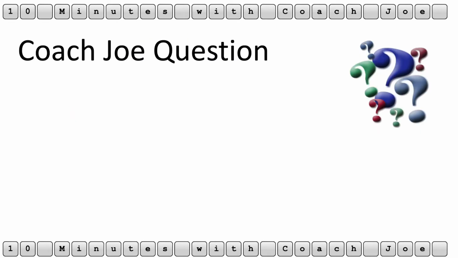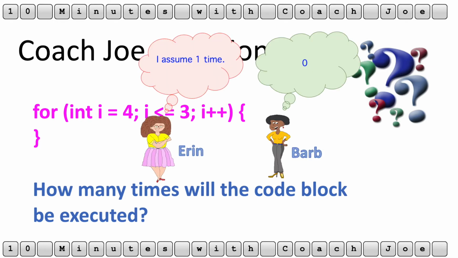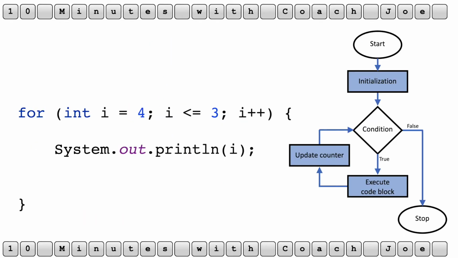Time for another Coach Joe challenge question. Looking at this for loop statement, how many times will the code block be executed? The answer is 0. Take a look at the flowchart again.